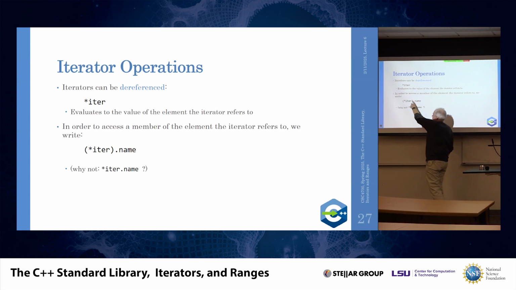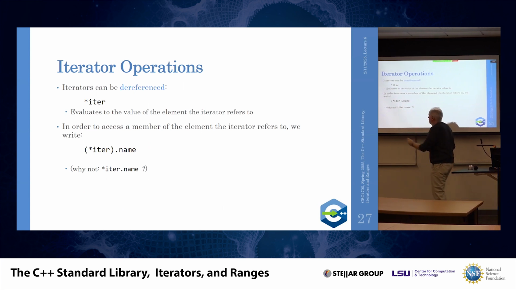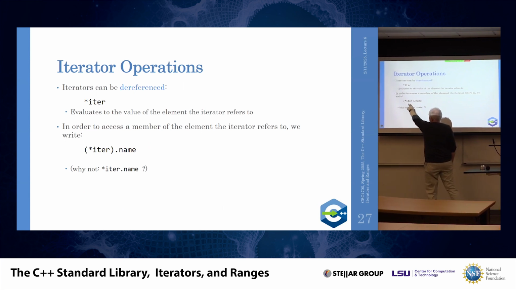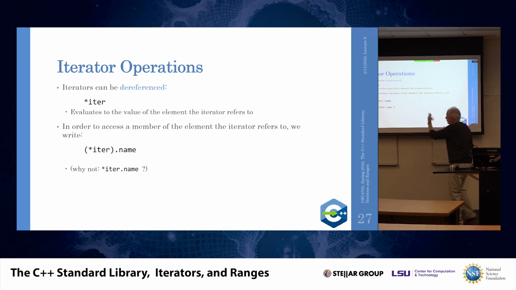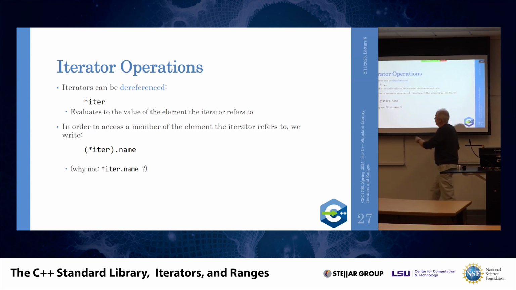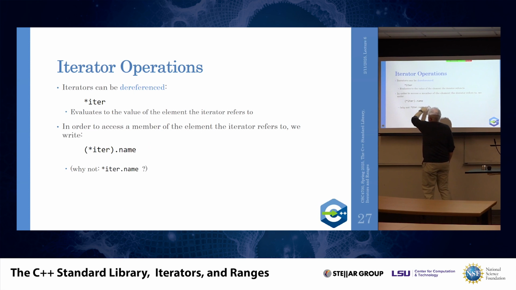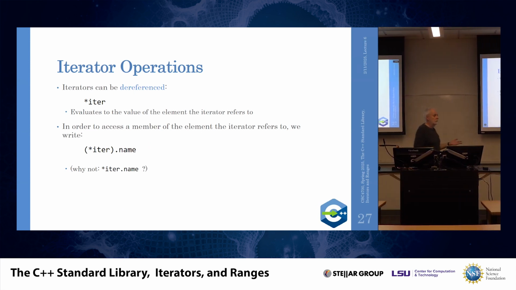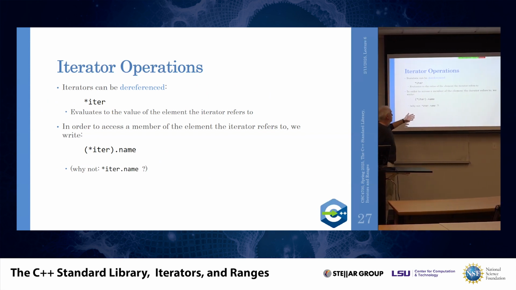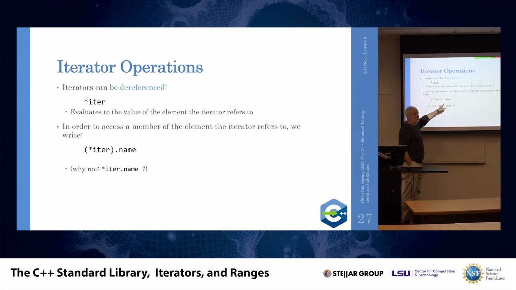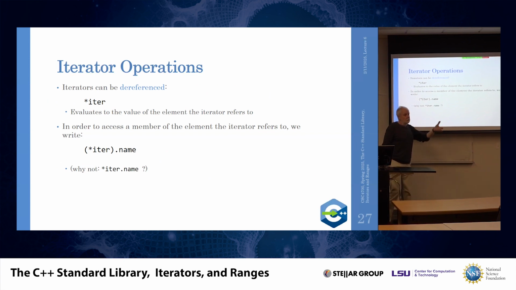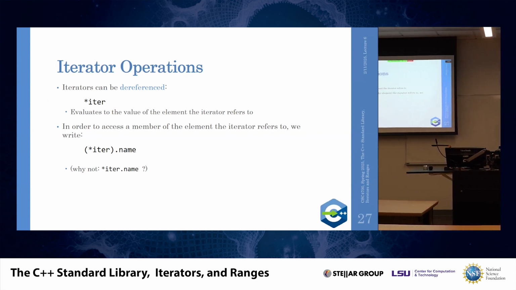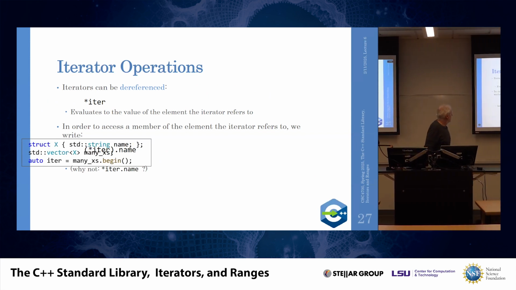So if you're referring to a struct which has a name member, then you can just refer to that name member of the element the iterator refers to by writing it this way. So you have to write (*it).name. Why do I need the parentheses? Anybody? Well, the precedence of the dot is higher than the precedence of the star, so I have to turn it around. Otherwise, if I write it this way, it will try to dereference the whole thing. That's what we don't want, right?